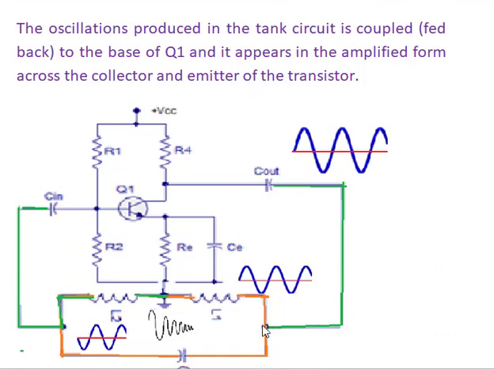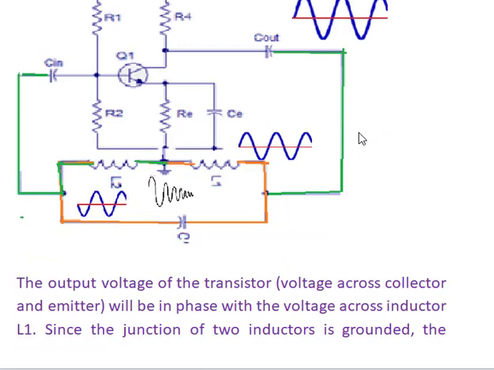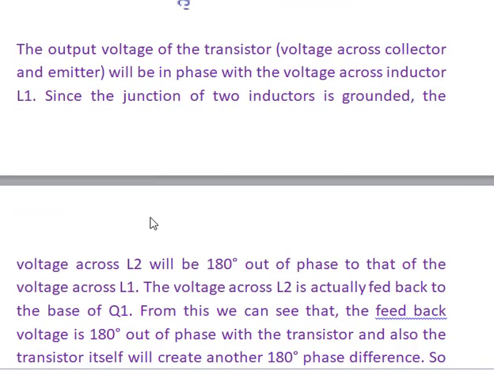See, this tank circuit produces the wave. A part of the wave is taken here and again given to the transistor. This is amplified. The amplified output appears across the collector and emitter of the transistor. The voltage across the inductor L1 and the output voltage are both in phase, since the junction of the two inductors is grounded here. But the voltage across L2 is 180 degrees out of phase with the output.